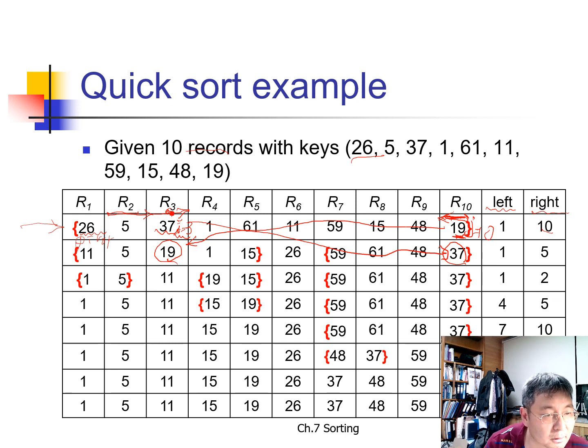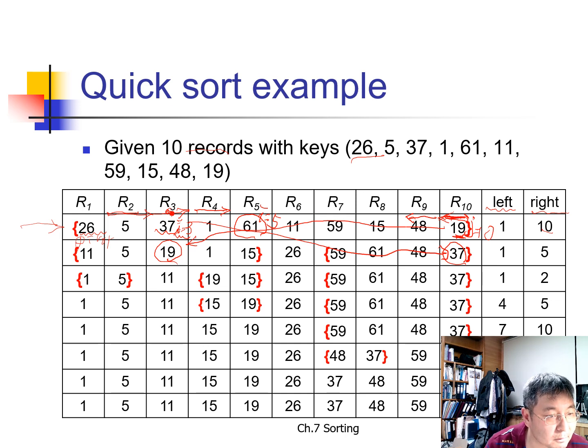Continue to go on, I goes to the right by 1. Yes, it's less than 26, but this one, 61, is also found. I is 5, and 48. Next we will continue to search the J values.